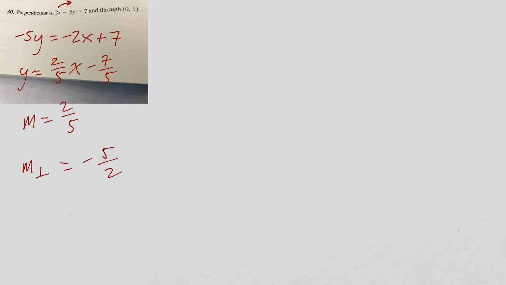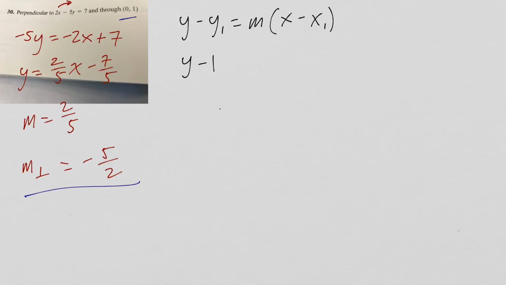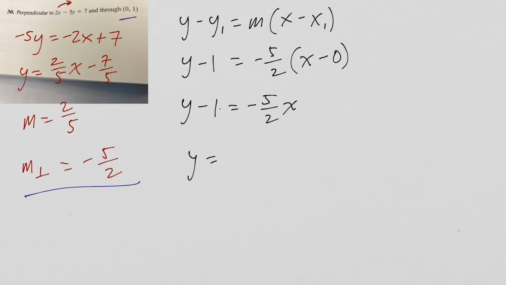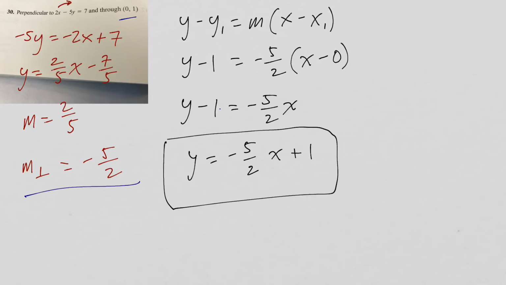Now I'm going to use this slope and this point. And I'm first going to put it into point slope. So I'll have y minus 1 is equal to negative 5 halves x minus 0. So y minus 1 is equal to negative 5 halves x. Let me move the 1 over. So I have y is equal to negative 5 halves x plus 1. And that's part A, slope-intercept.